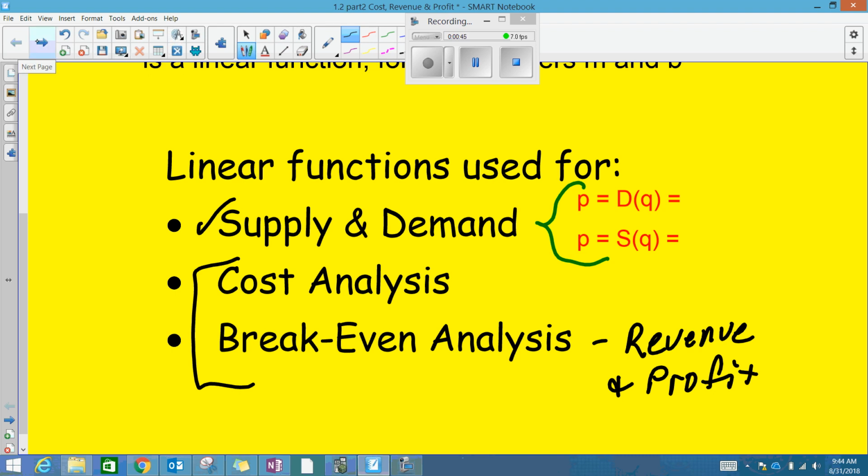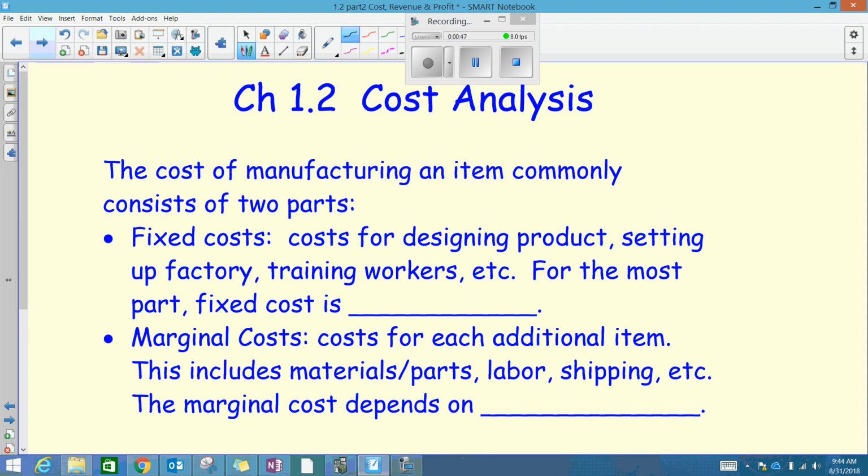Okay, so first let's look at cost. When we're talking about cost, we're not talking about the cost a consumer pays. We're talking about the cost the supplier has to incur to make the product. So how much it costs to make the product. The cost of manufacturing an item commonly consists of two parts. First is the fixed cost, and that's the cost for designing the product, setting up the factory, training the workers, etc. So it is the cost that you have to incur no matter how many products you're going to make.